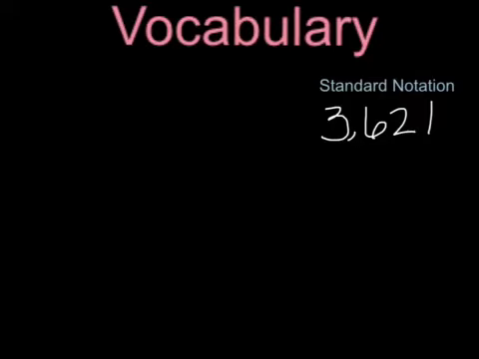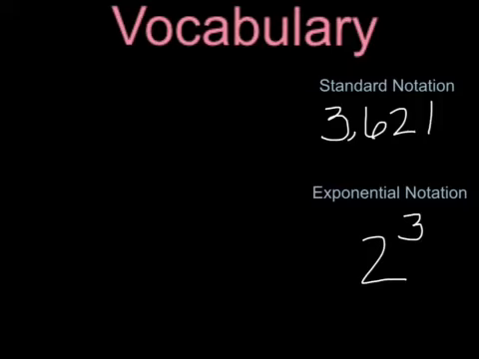Standard notation, our most common way of representing whole numbers, integers, and decimals. Standard notation is base 10 place value numeration. For example, the standard notation for 3,621 looks like this.